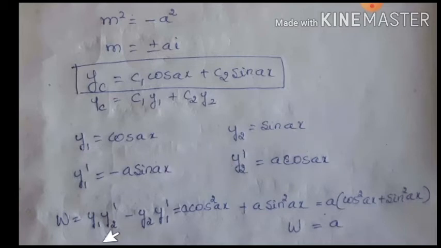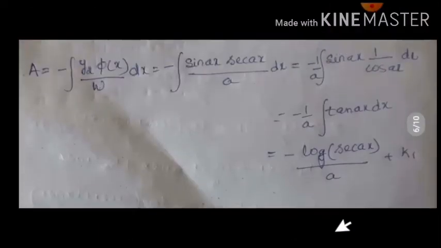We know the formula of the Wronskian W: y1 y2 dash minus y2 y1 dash. So a cos square ax minus, and here minus is there, so it becomes plus, sin ax into a, so a sin square ax. Take a common. A into cos square ax plus sin square ax. We know this bracket value is 1. So W you will get as a. Correct?